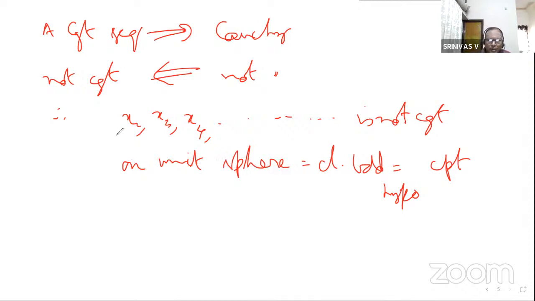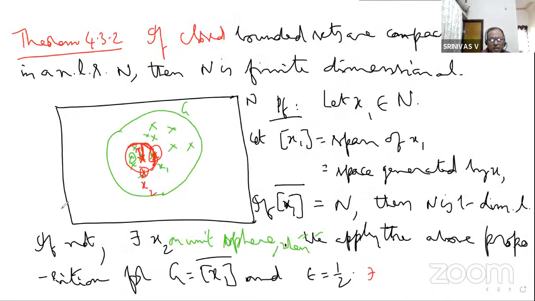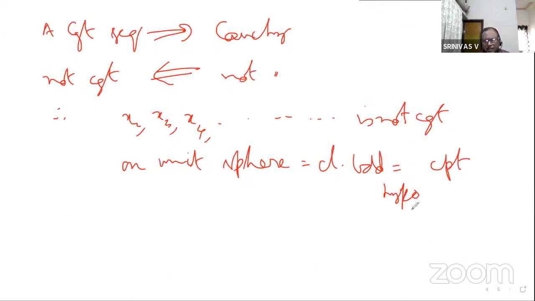So on this compact set, we are able to get a sequence which is not convergent. We are inside a normal linear space. N is a normal linear space, and the unit sphere lies in N. In that, compactness is equivalent to sequential compactness. So every sequence must have a convergent subsequence. If a sequence is not convergent, it cannot have a convergent subsequence. So we get a contradiction.